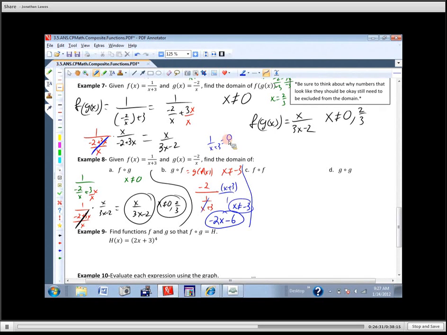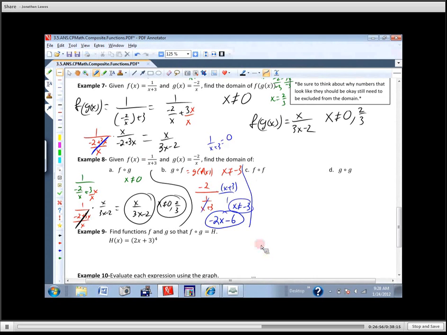Because remember, the denominator can't be 0, otherwise it's undefined. So the only way this could be 0 is if 1 is equal to 0. Does 1 ever equal 0? Nope, so we don't have to throw anything else out. You never get a 0 out of this one, so you can plug in anything except for negative 3. Questions there? Sure? If not, we're in pretty good shape then.